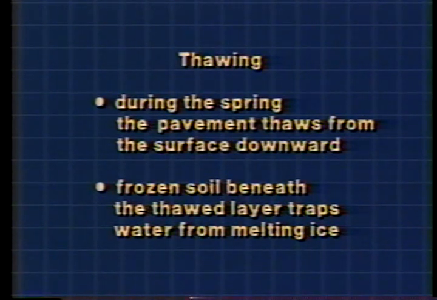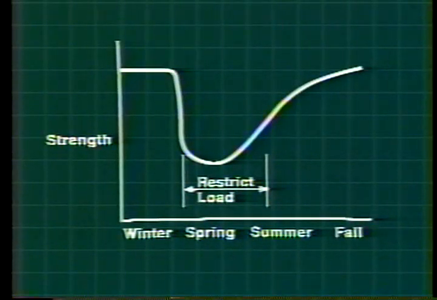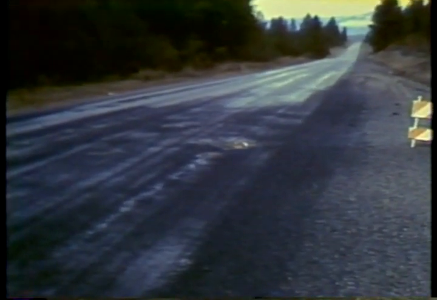This leads to poor drainage conditions. The frozen soil beneath the thawed layer can trap water released by the melting ice lenses so that lateral and surface drainage are the only paths the water can take. Thawing can produce a rapid decrease in pavement strength below summer-fall conditions, followed by a gradual recovery over a period of weeks. Here is one result of thaw-weakened pavement. This bituminous surface treatment is potholed and very rough during the thawing period.